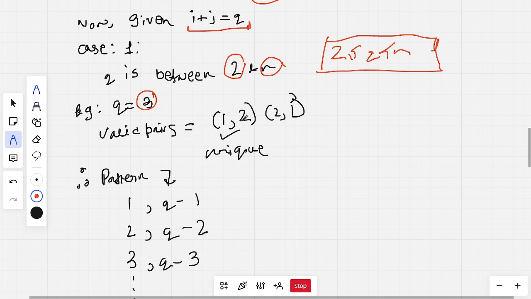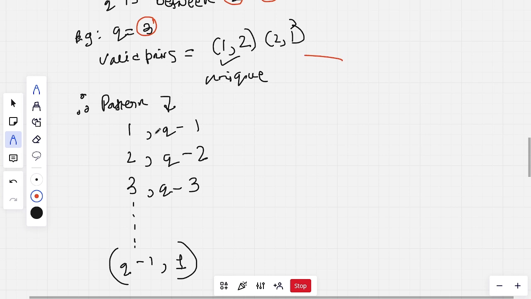The valid pairs are 2 plus 1, 3, and 2 plus 1, 3. So when you add these pairs, you can see it comes to 3. But should we take 2 pairs? No. We are going to take only 1 pair, because if you see 1 and 2 and 2 and 1, these pairs are not unique. If you take only 1 and 2, it's not allowing repetition. So we are only taking 1 and 2.